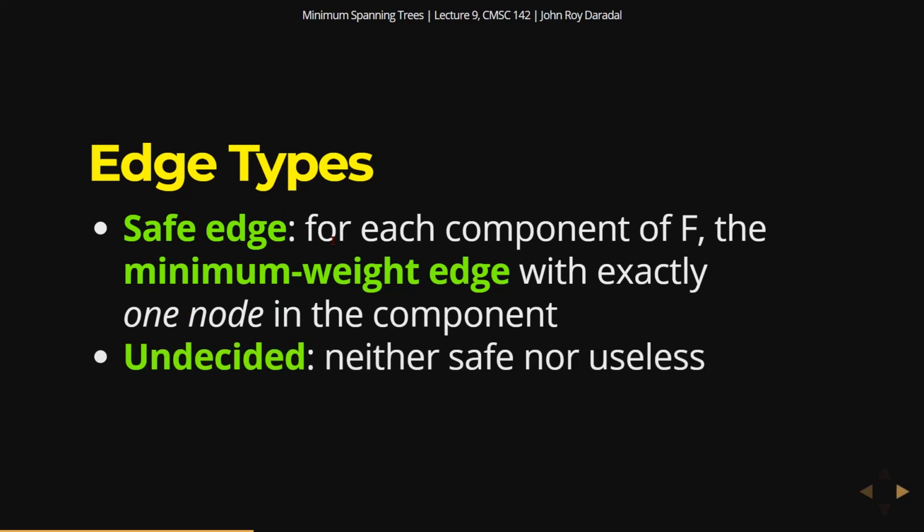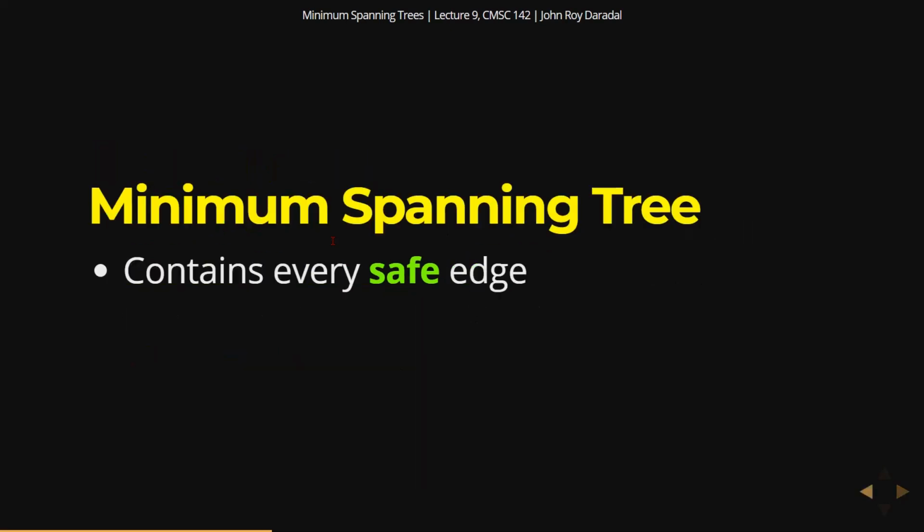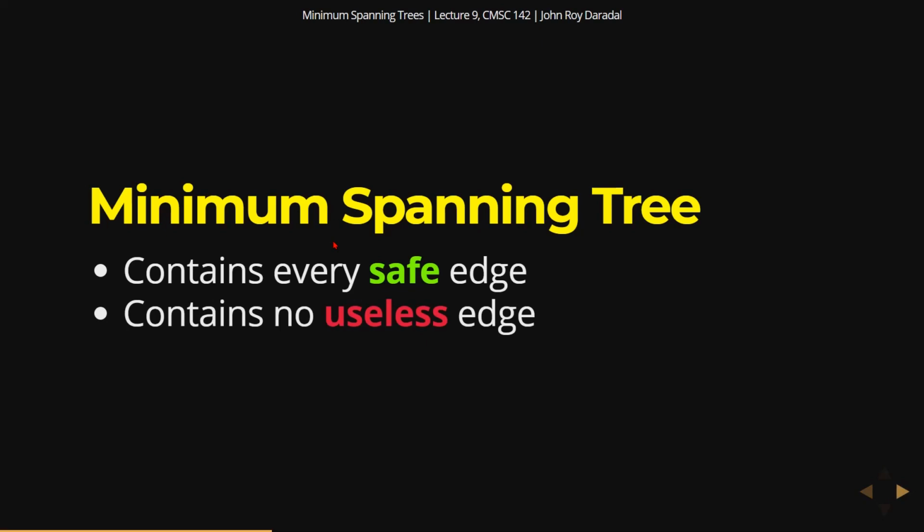Now, sometimes you're also undecided on the edge type. It's not yet known whether it's safe or useless. So some edges could be undecided. For a minimum spanning tree, it would contain all safe edges and no useless edge.